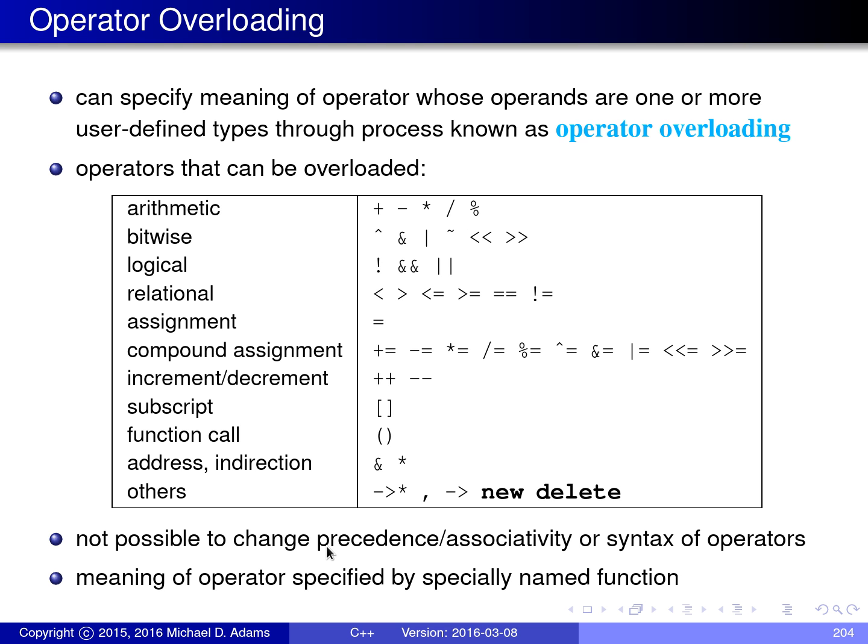It's not possible to change the precedence or associativity of operators, so the precedence, the order in which they're applied, and the associativity, whether they're evaluated left to right or right to left, is fixed. You can't change this, but you can attach a particular meaning to the operators, and the way this is achieved is by creating specially named functions, as we'll see.